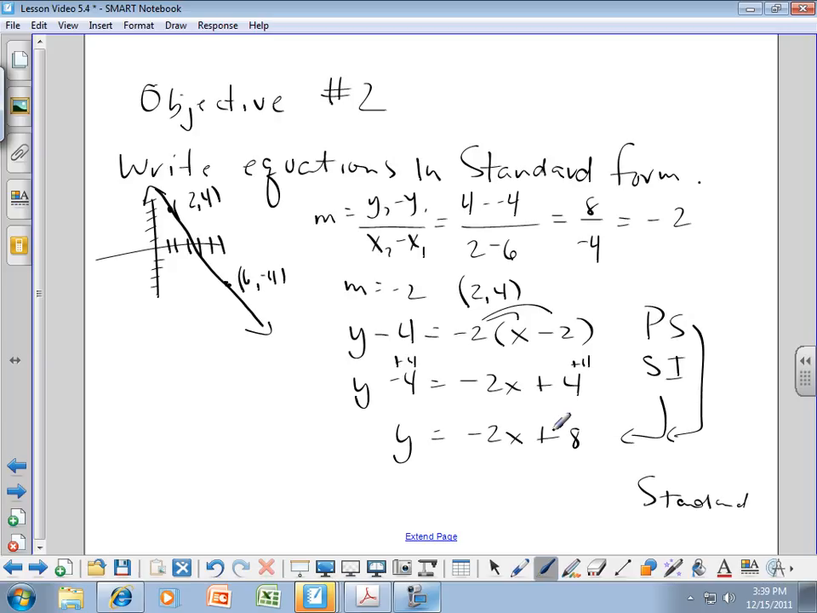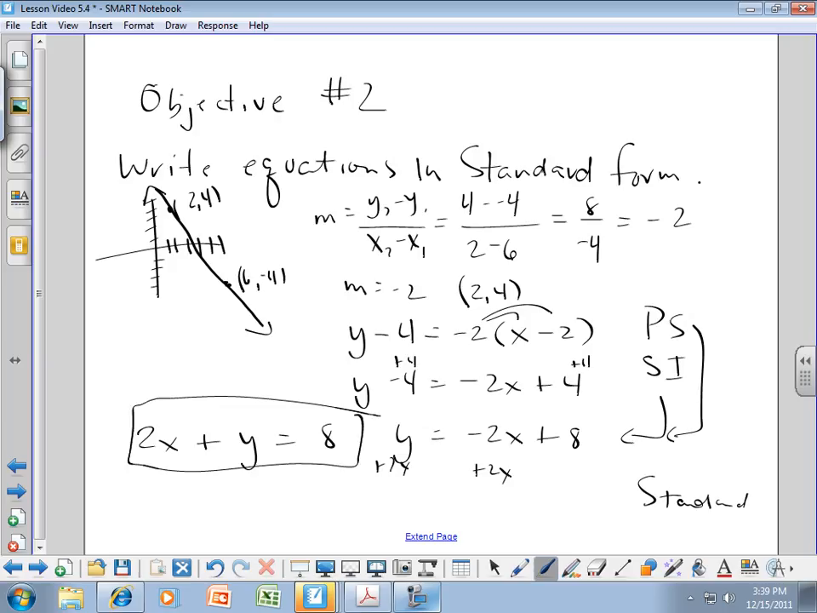Well, to get to standard, I need the x and the y on the same side. So let's take this x over there. How do I get it over there? I add 2x to both sides, and now I'm going to have 2x plus y equals 8. And that, my friends, is in standard form.